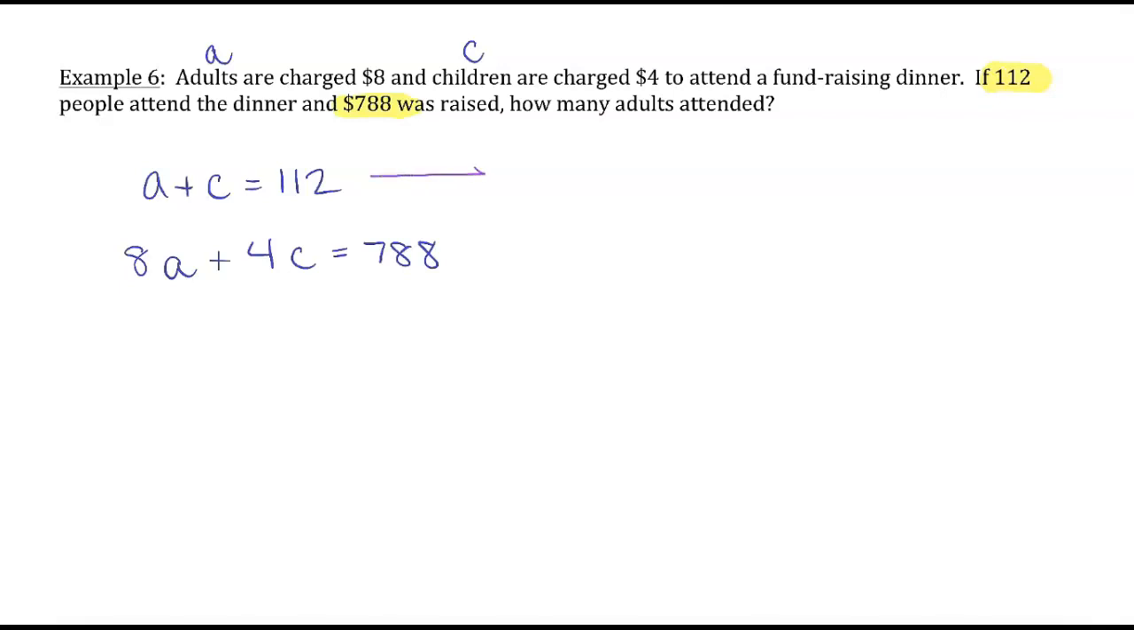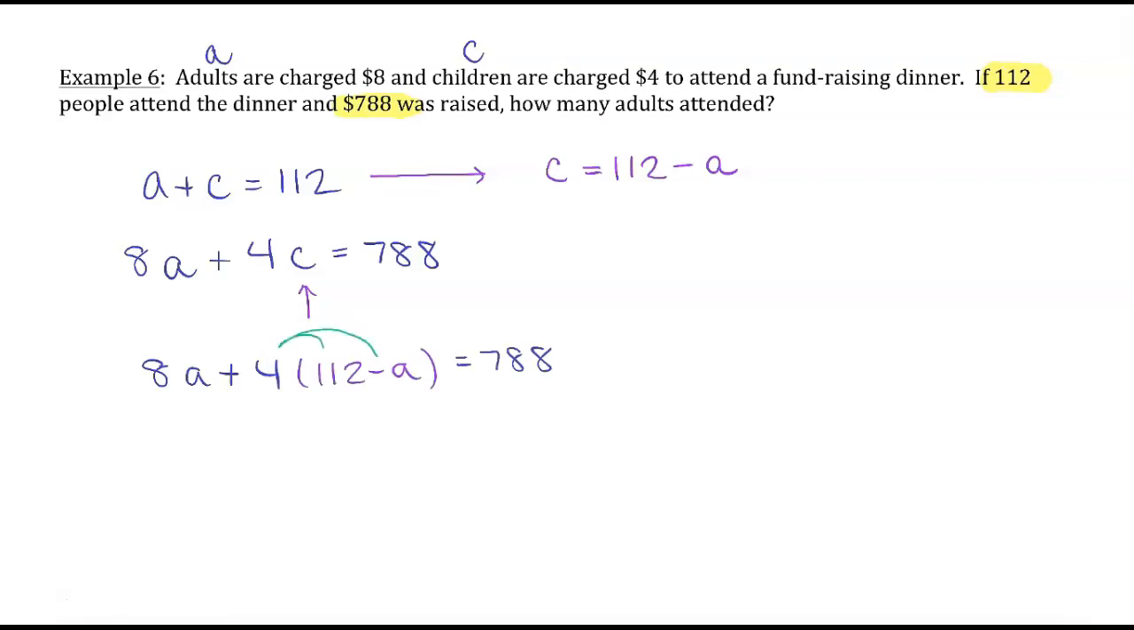Let's start by solving the first equation for one of our variables. We can solve for C by subtracting A from both sides. We get C is equal to 112 minus A. Substituting that into our second equation, we have 8A plus 4 times C, but C we know is 112 minus A. Now we can solve for A.